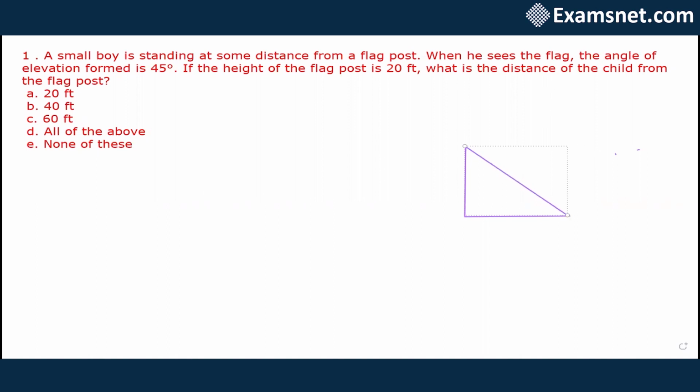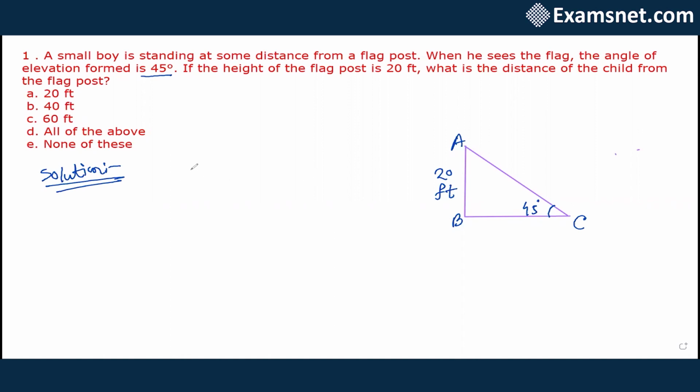Now, let's name it as A, B, and C. So here AB is the flag post of height 20 feet. And BC is the distance between the flag post and the boy, where the boy is standing at the point C. And the angle of elevation formed is 45 degree. That means angle ACB is 45 degree. Okay, so we are required to find the distance between the child and the flag post, correct? So let's start with the solution.